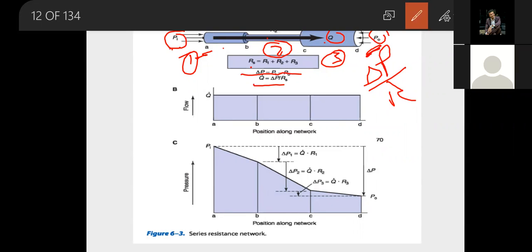You can see here in the first segment, the pressure is high and the flow is high. It is coming to decrease as long as we are going because the resistance is increasing. So as long as the resistance is increasing, the flow is decreasing. Okay?